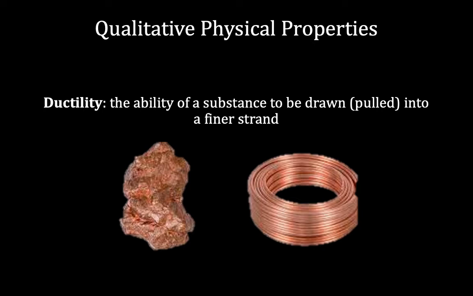Moving on, ductility is also a property that is very important for metals. It's the ability of a substance to be drawn or pulled into finer strands. So here the example that I've used is copper. And copper, if you were to pull it into thinner strands, you'll be able to see something like a wire. And that's why copper is used as the conductors in a lot of the wires that we have, because it's very, very ductile.